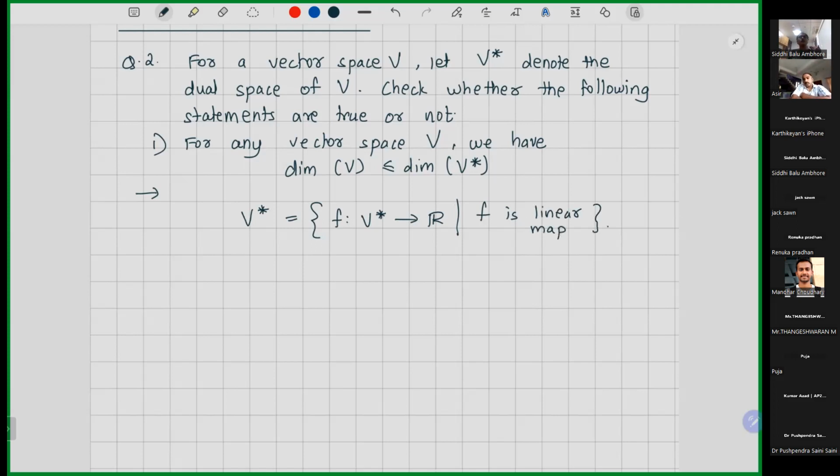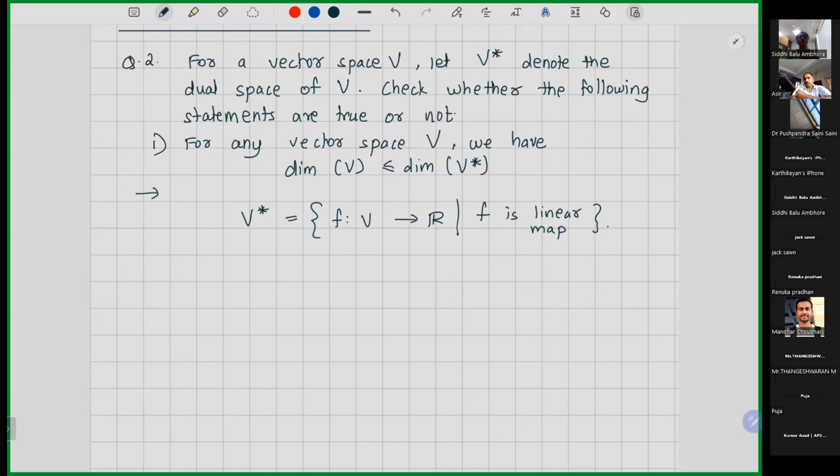Okay, so this is V star and this forms a vector space. One can check that as well: when we add two linear functionals, we get a linear functional. We can multiply it by a scalar from R, and it will again be a linear map. And the zero map, that is every element of V going to 0, is the identity element of this vector space, the 0 of this vector space.